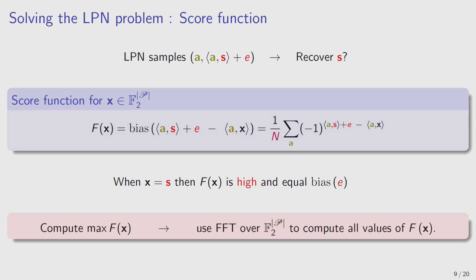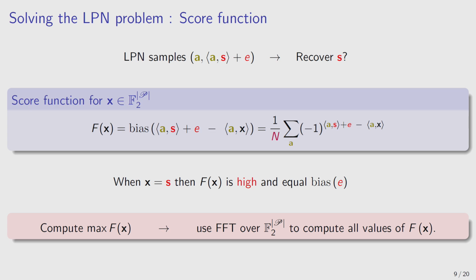So what you do is compute this score function and, roughly, take the maximum. To speed up computation exponentially, you use FFT over F2 to the P to compute all values of the score function on the space F2 to the P, and then you take the maximum. It's still exponential, but you gain something from doing that compared to naive enumeration.